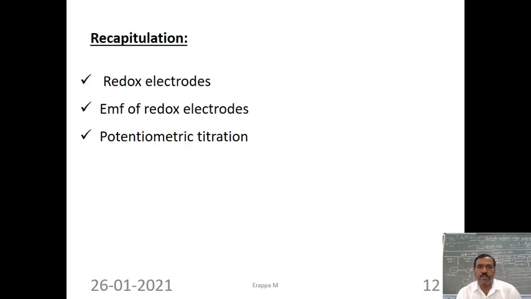So the summary of this session is: what we mean by redox electrodes and how they are prepared, how to calculate the EMF of redox electrodes, and the principle involved and advantages of potentiometric titration.